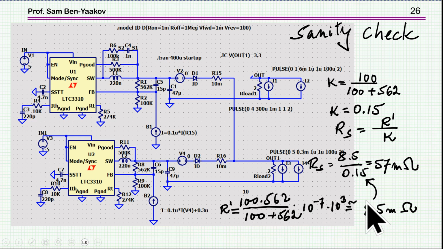So the R prime, as we called it, is 8.5 million. Okay? Now the K of this circuit is 100 divided by 100 plus 562. Here it is. K is 0.15, and therefore the resistance that we are emulating is this R prime divided by K. R prime is 8.5, K is 0.15, so it is 57 milliohm expected to be. So we expect that the output impedance of this unit now is 57 milliohm. I'm talking about the voltage here. There is another 10 milliohm here if we are looking at the total output.